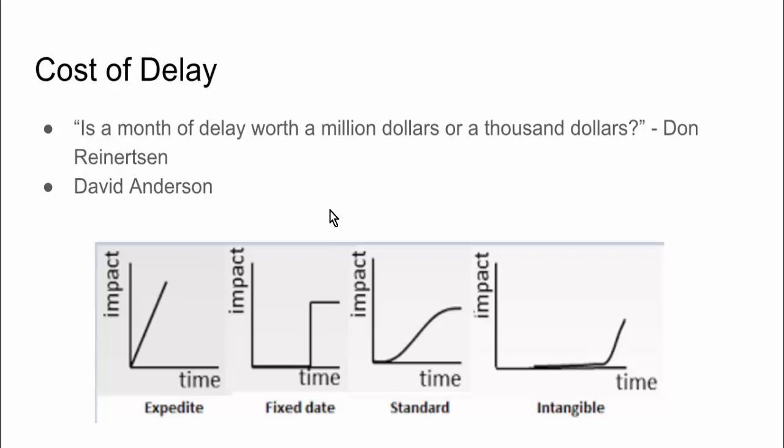And then specifically, you can ask this question that Don asks, which is: is a delay worth $1 million or $1,000? And what's amazing is that when you talk with your stakeholders, you talk with your customers about this, there will often be factor of 10 differences in what they say. So some people will say that a delay of a week will cost $1 million, and other people will say the delay of a week will cost $100,000. So it's a great tool to use to prioritize and to order your backlog.